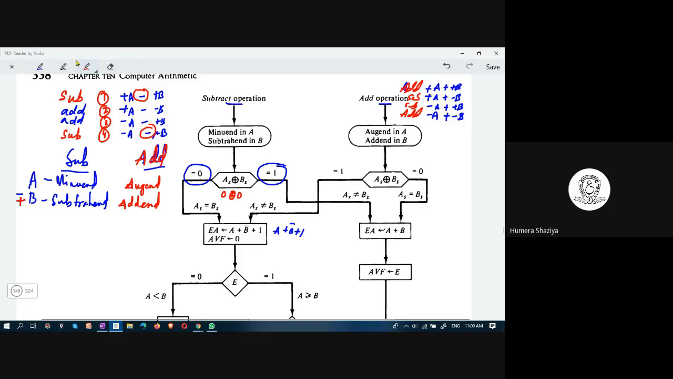Whenever both the signs are same, the result is 0, the operation is plus here, and here the operation is minus. Only when signs are different, the operation is reversed. If it is plus, it becomes minus. If it is minus, it becomes plus. Here you are adding, here subtracting.